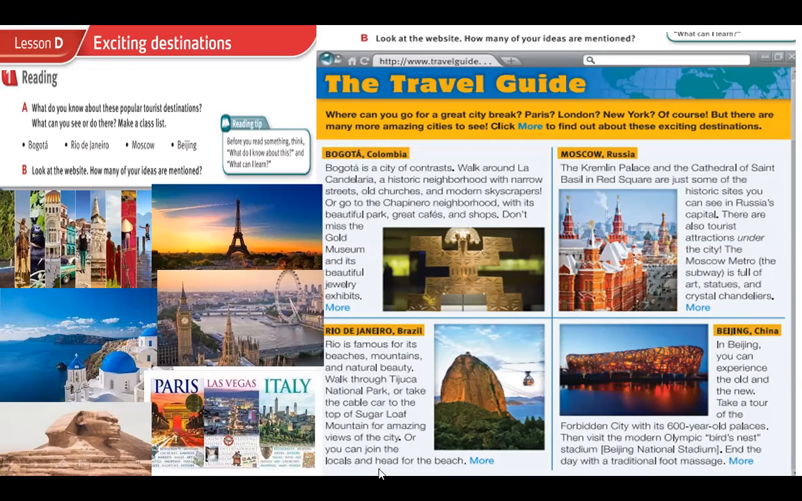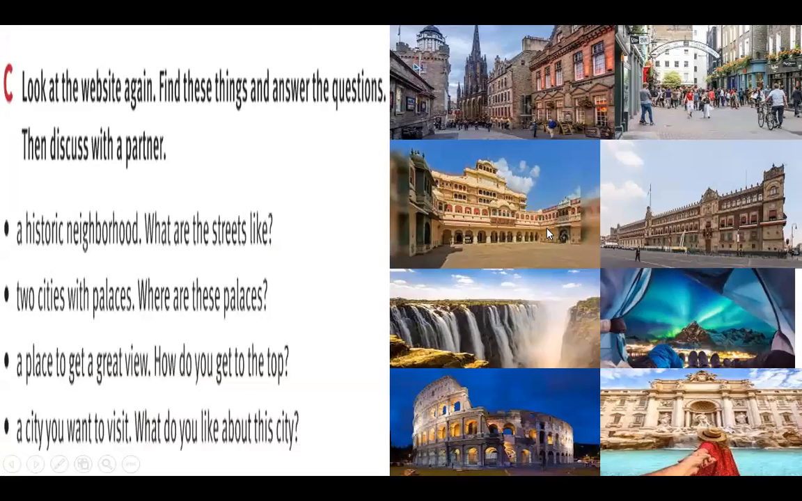For the beach, yes. You know what it means when they say head for the beach? Head is a part of your body, right? Your head. But in this case, head is a verb, so it means go to the beach. Like, I am heading to downtown, voy al centro. I'm heading, you know, it's go. Okay, same. Head for the beach.